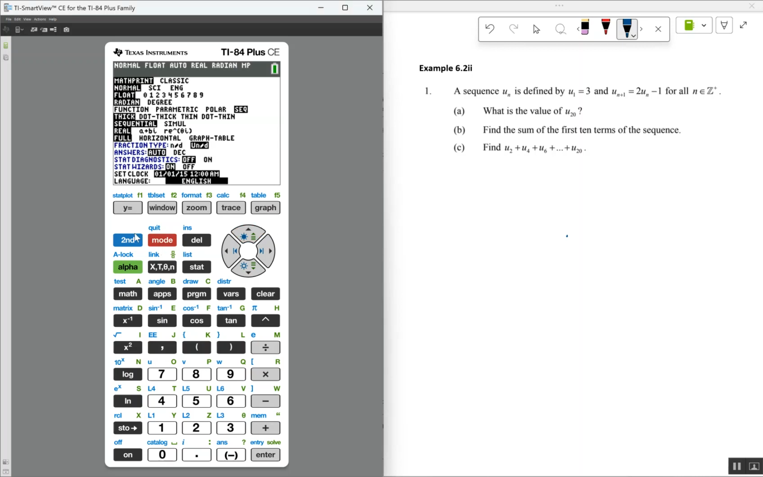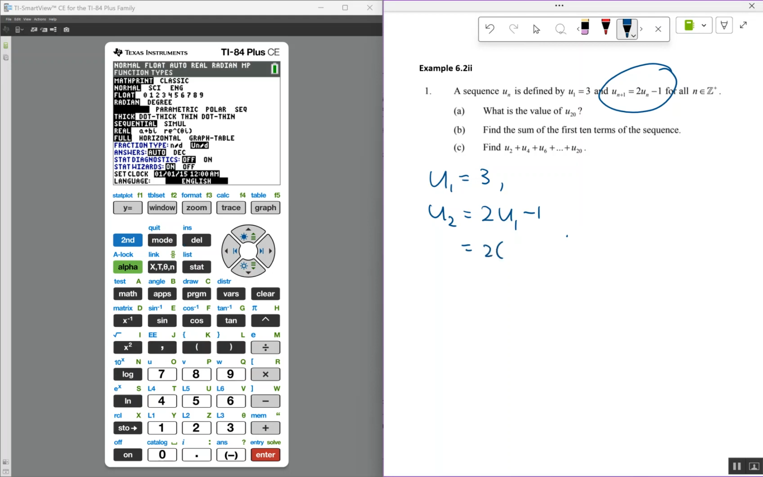To understand how to use a graphing calculator to do questions which involve un+1 as well as un, first it is important that you write down u1 equals 3, and you know that u2 equals 2 of u1 minus 1. Because n+1 is 2, then un is 1. That would be 2 bracket 3 minus 1. You will need the first two terms before you can use your calculator.